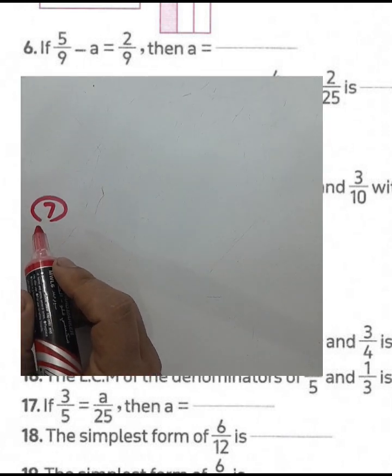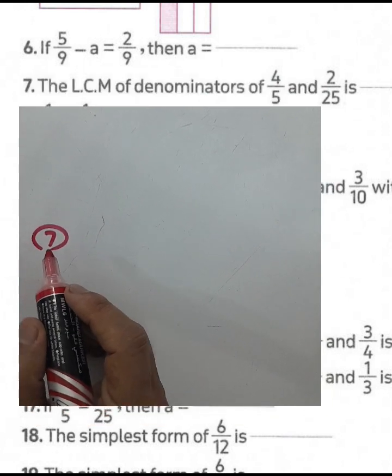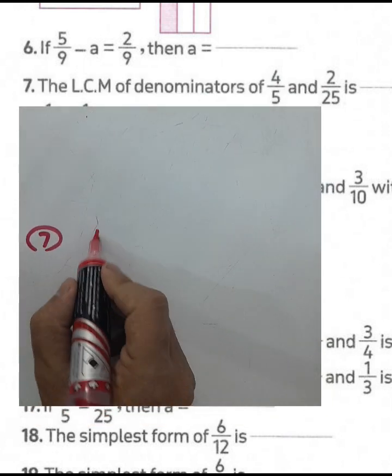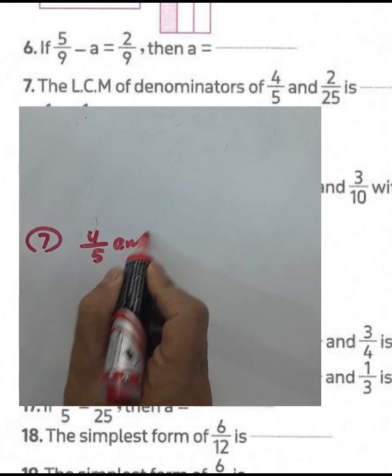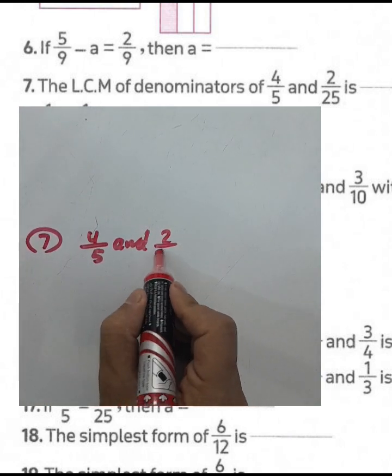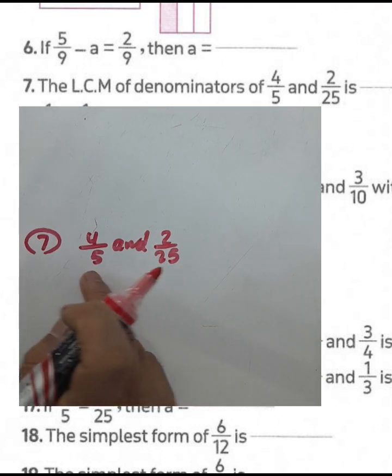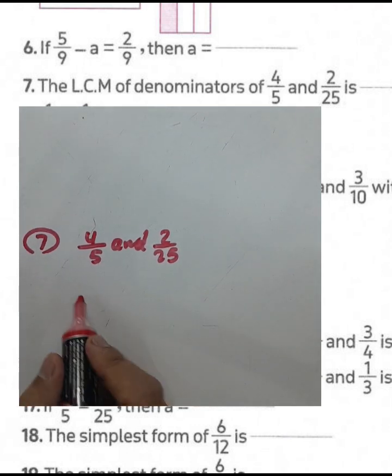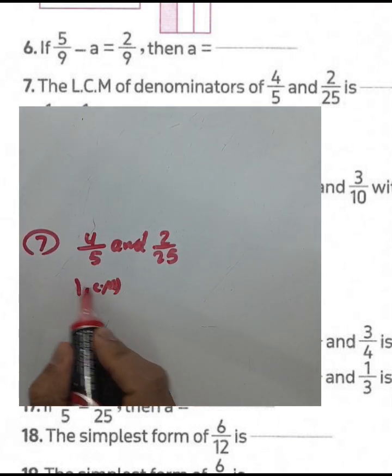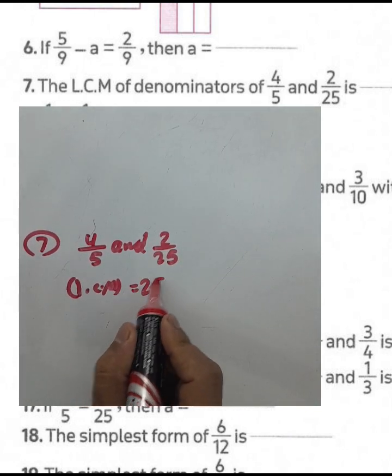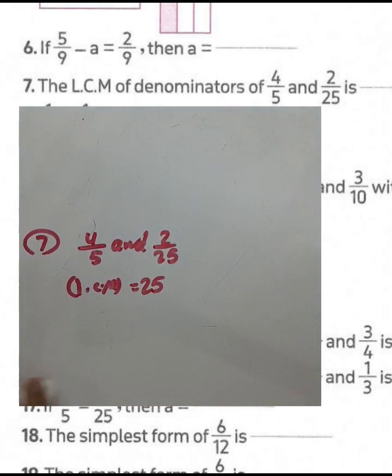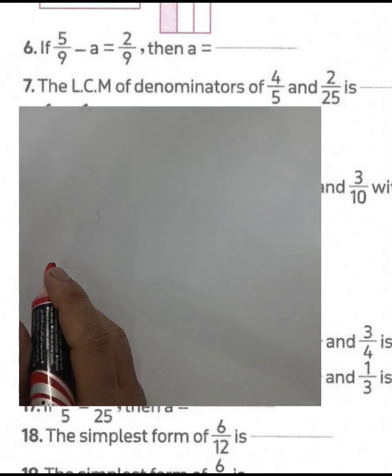Number 7. The least common multiple of two denominators, 5 and 25. We know 25 can be divided by 5. Then the least common multiple of two denominators here will be equal 25. Question 8.